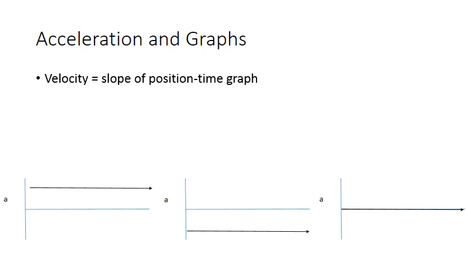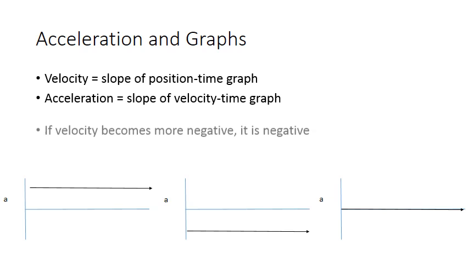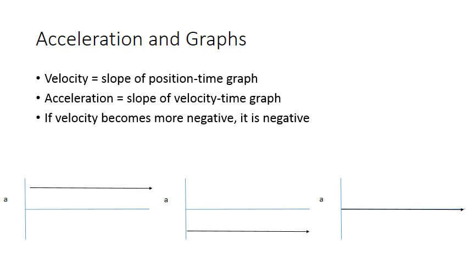We said earlier that the velocity was the slope of the position time graph. It's the change in position over change in time. Acceleration is the slope of a velocity time graph. Acceleration is the change in velocity per unit of time. So the slope of that line tells us what the acceleration is. If the velocity becomes more negative, the acceleration is negative.